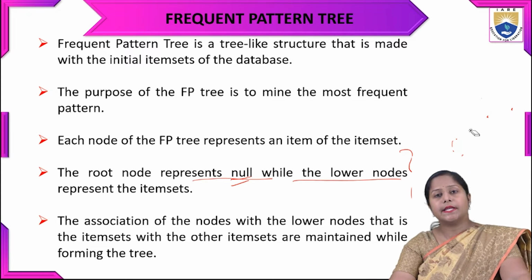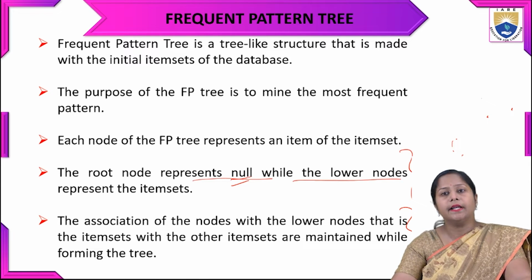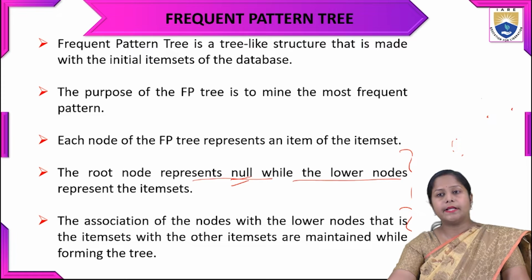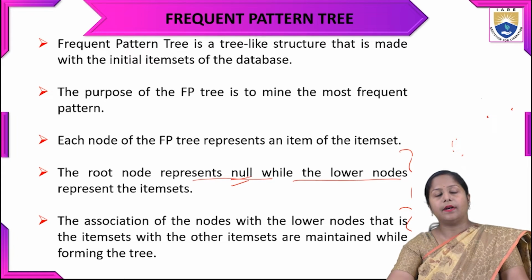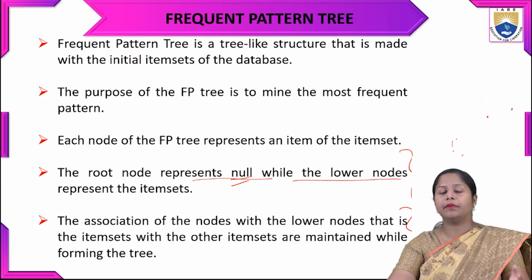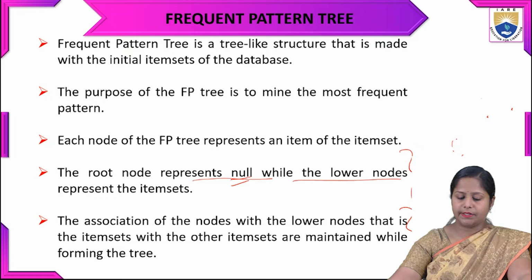The associations of nodes with the lower nodes, that is, the item set with the other item sets, will be maintained while we form the tree. So what are the associations that will be there when we form the tree?